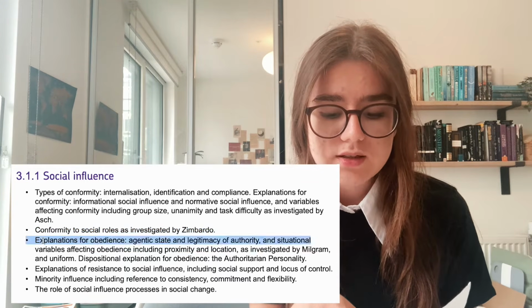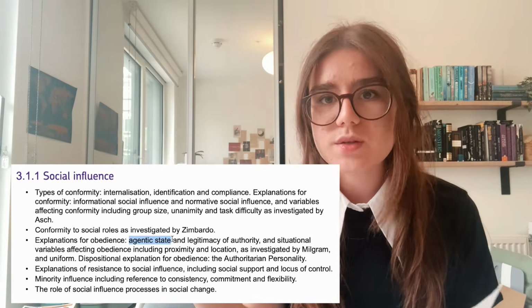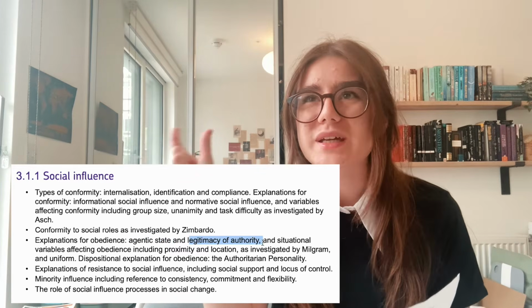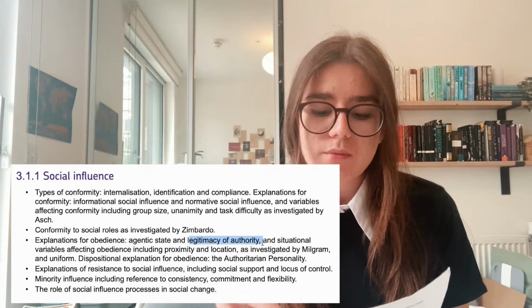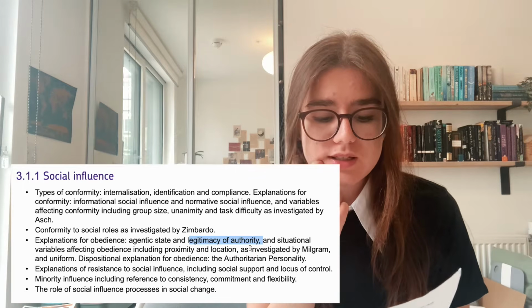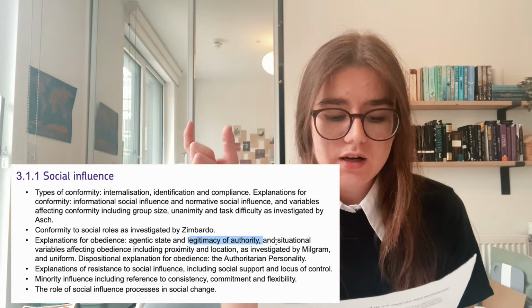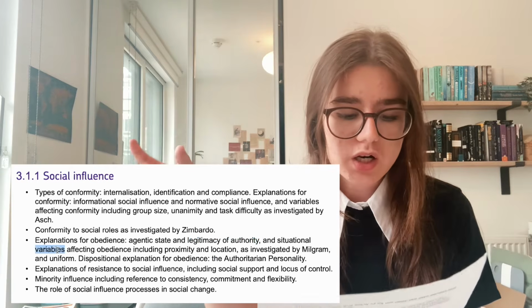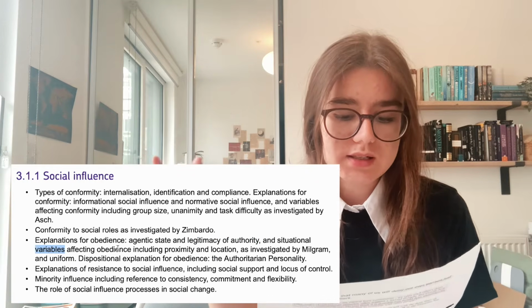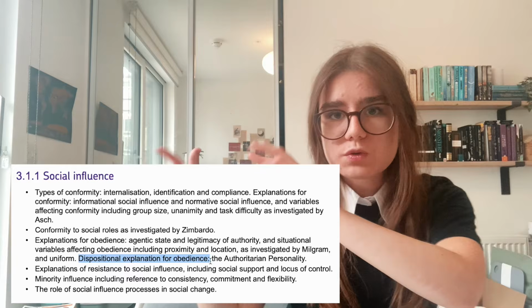Explanations for obedience, both agentic state and legitimacy of authority, could sort of be a separate 8 marker, but maybe not. And then situational variables can be a 16 marker. Dispositional explanations can be a 16 marker. Sometimes there's multiple per spec point, but just go through the specification, throw in the command words, describe and evaluate or discuss, and then the wording from the spec, and there you go. You've basically planned every essay that could come up.